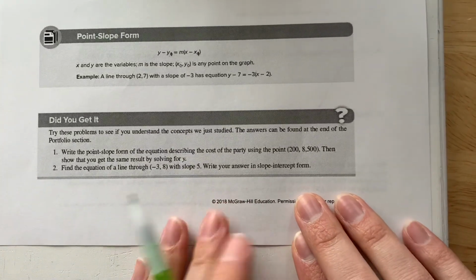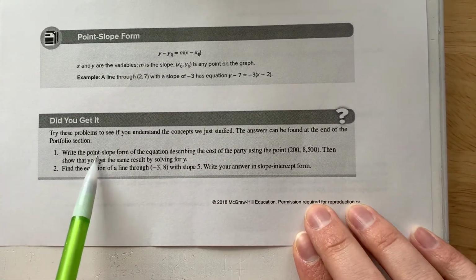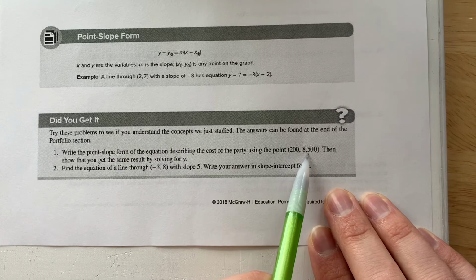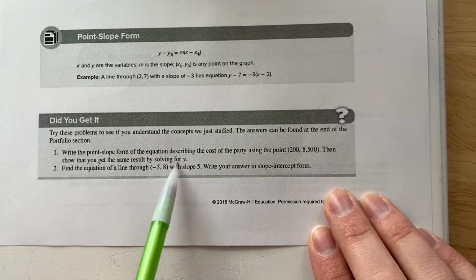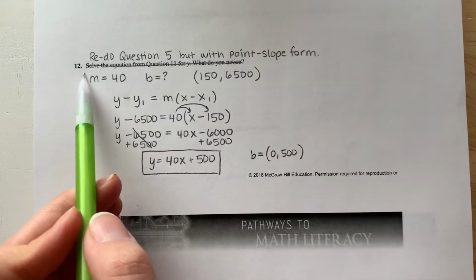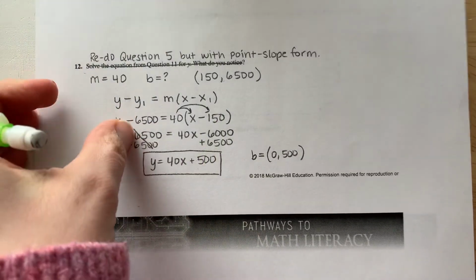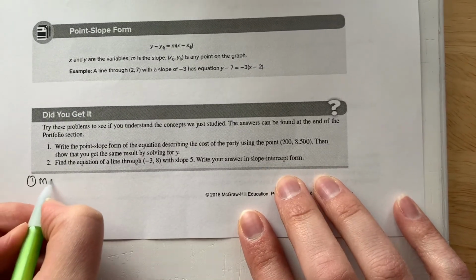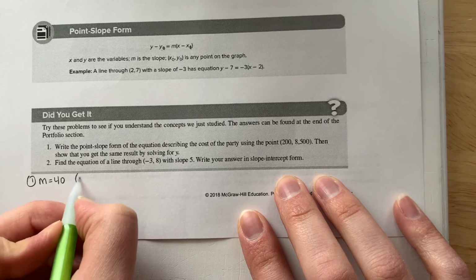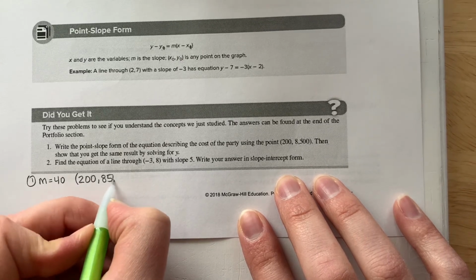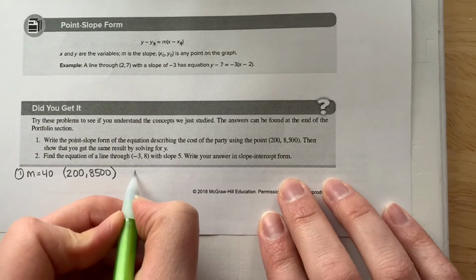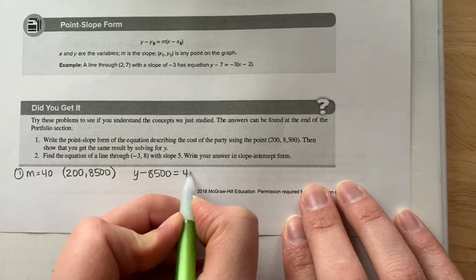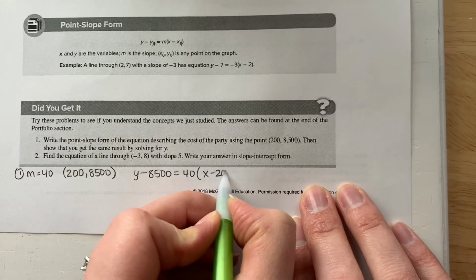So there is a did you get it question at the very end. Number 1 says, write the point slope form of the equation describing the cost of the party using this point, 200, 8,500, and then show you get the same result by solving for y. So I'm going to basically redo number 12, but instead of using the first point, we're going to use the second point. So we know our m is 40, and we're going to use the other point, which is 200, 8,500. Okay? So y minus my 8,500 equals my m, which is 40, times x minus 200.